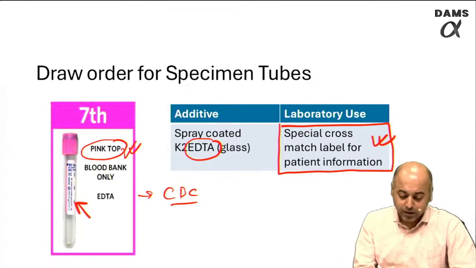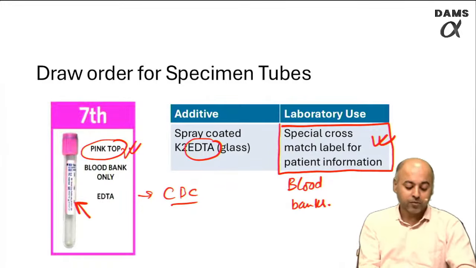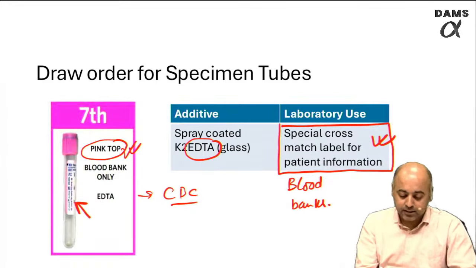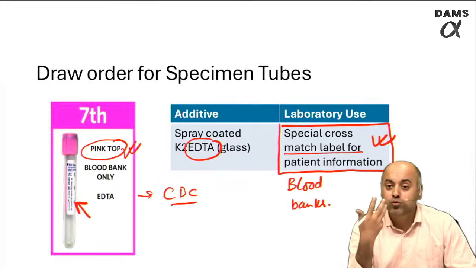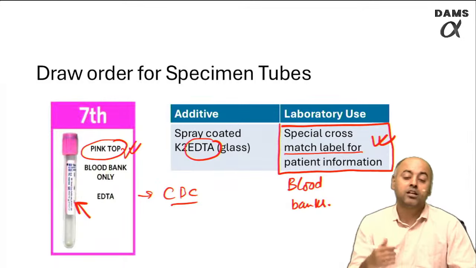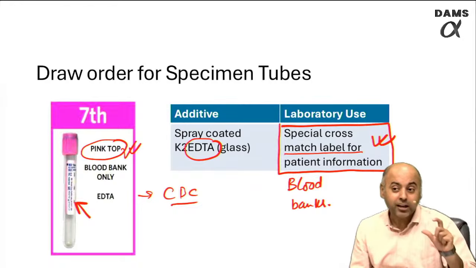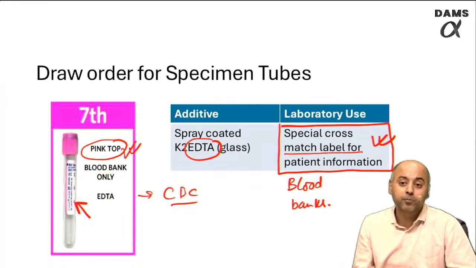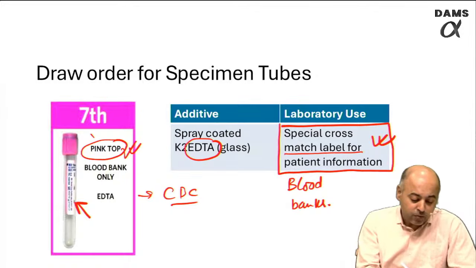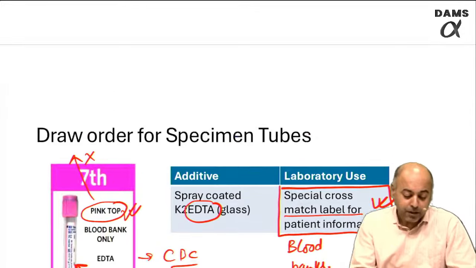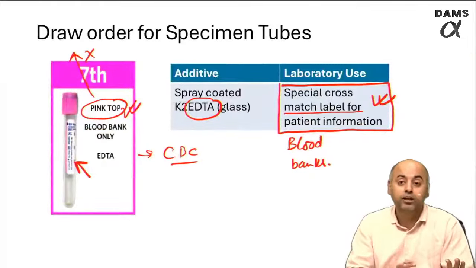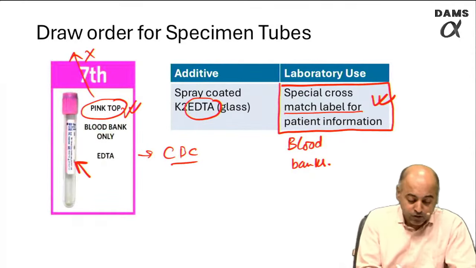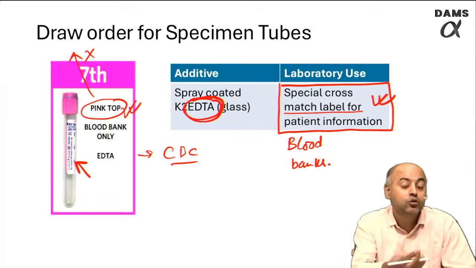Okay, so in blood banks we are making use of the pink top vial, which has the special cross match label for patient information for the cross matching. So wherever the throughput of the blood transfusion in the blood banks is very high, to avoid confusion, in those cases we can use the pink top vial. Please keep in mind, if the pink top vial is out of stock, then the pink top vial and the lavender top vial are exactly the same. There is no difference except for the label. It is only a matter of convenience, but otherwise both of them contain the EDTA, so you can very well use the lavender top vial.